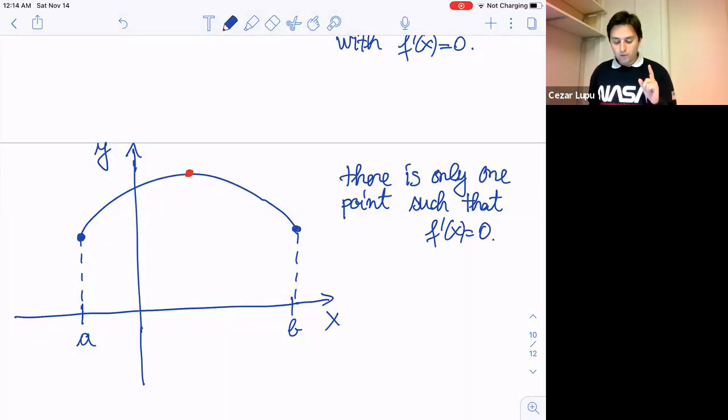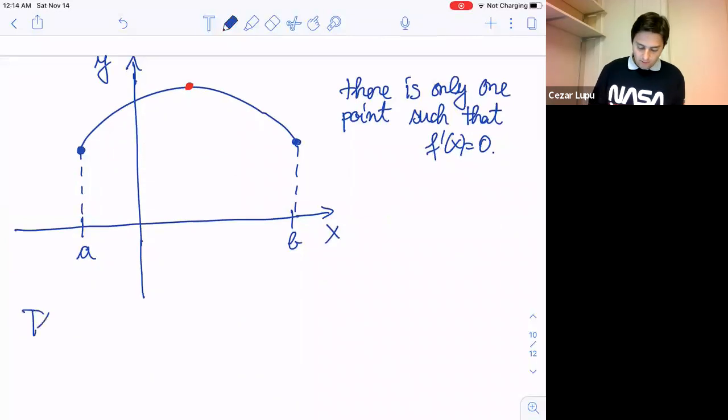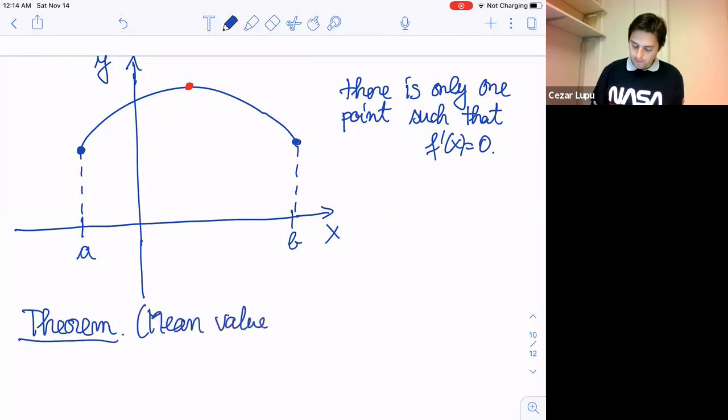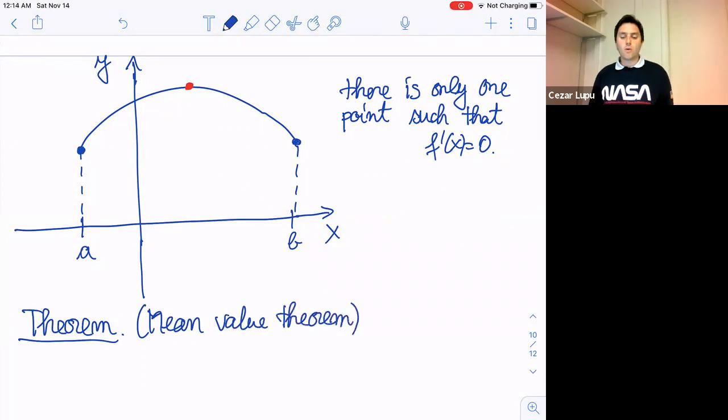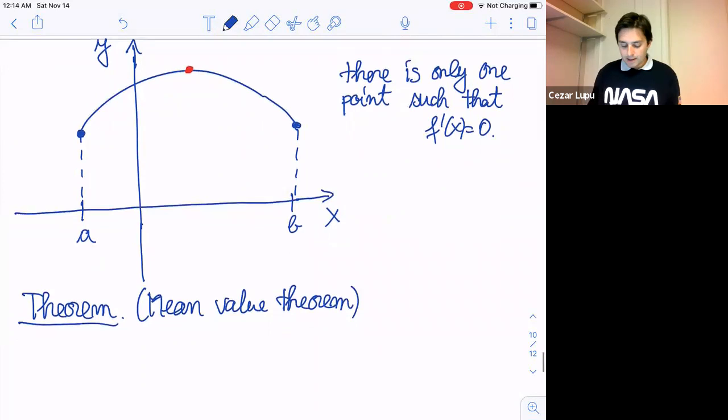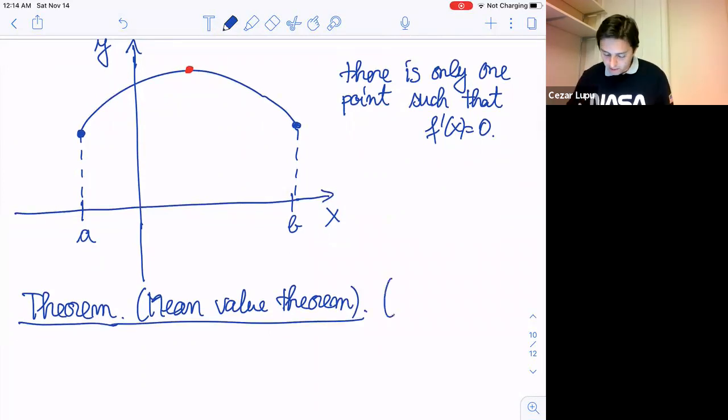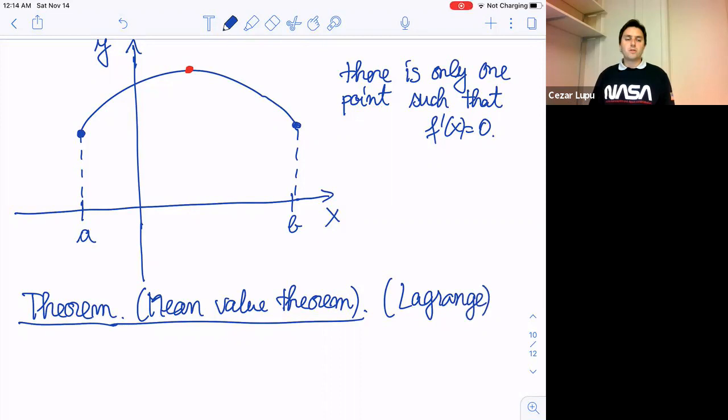Now we're veering towards the most important theorem. So, theorem, and we will call this the mean value theorem. This is one of the central objects of this course. And this is important for you to know. This is due to Lagrange. Let me mention this: Joseph Louis Lagrange. It's a French mathematician who lived in the 1700s.